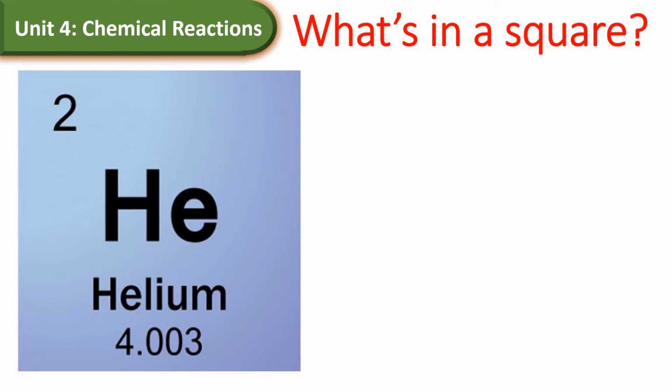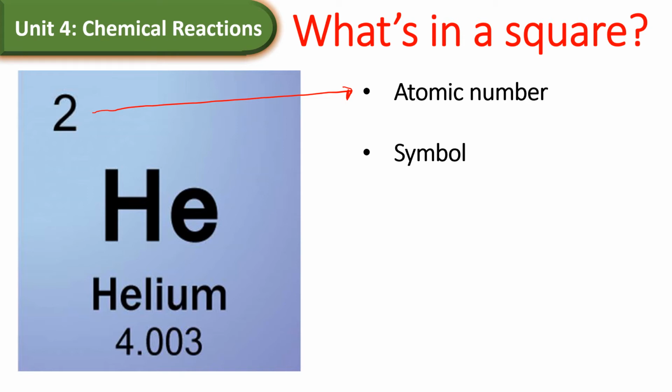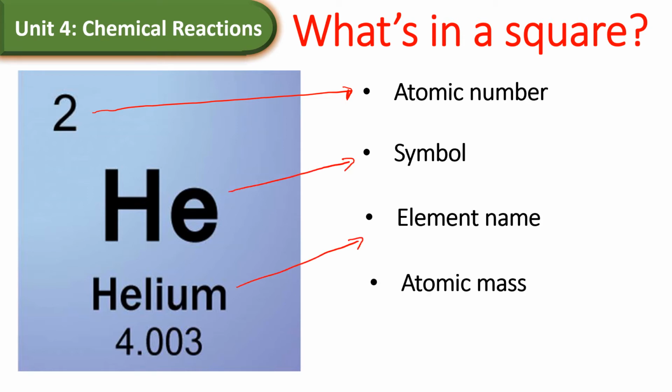So let's take our example, helium, with an element symbol He. What are the parts, or what's in the square? So we have here your atomic number. This one is your atomic number. This is your symbol, your element name, and then your atomic mass. So we will be going through each of these in the next slides.